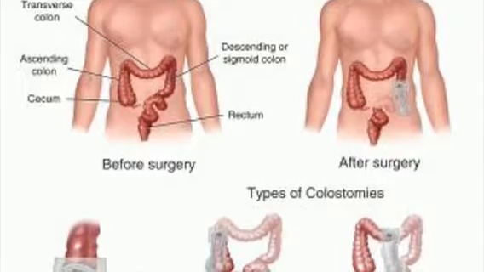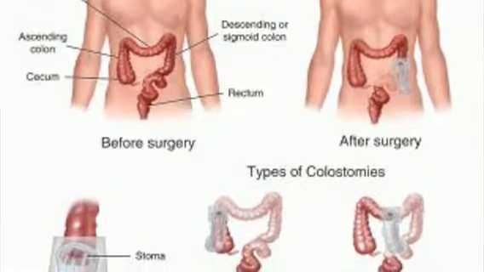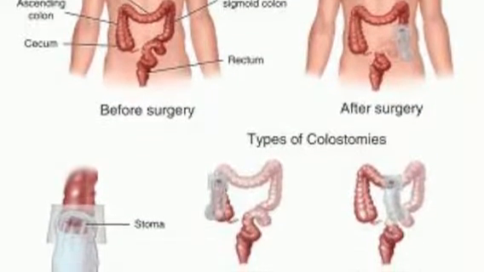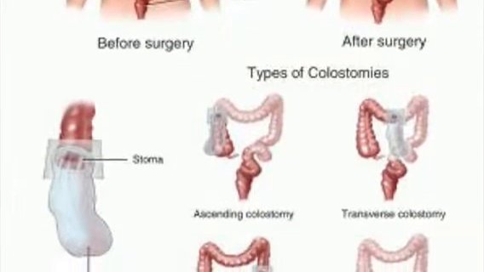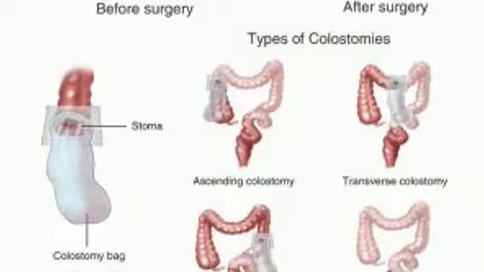So you hear of colostomies before and after surgery. This is how they would appear. Then you have a visual representation of a stoma and also the types of colostomies, which we'll discuss later.